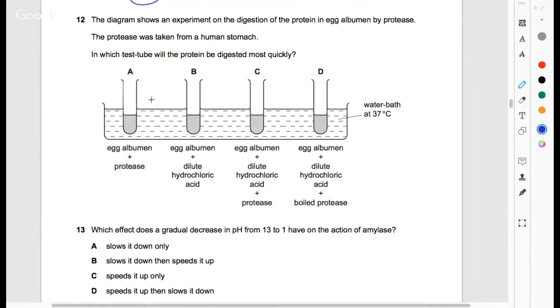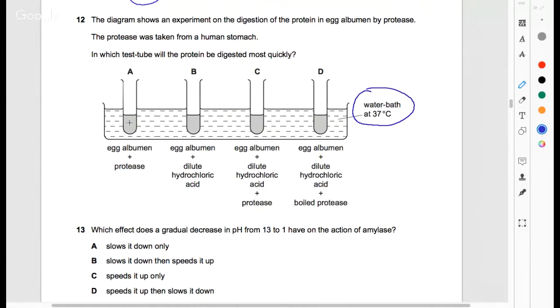The diagram shows an experiment on the digestion of protein and egg albumin by a protease. The protease was taken from a human stomach. In which test tube will the protein be digested most quickly? Egg albumin, so it's all been held at 37 degrees. So these are all at the same temperature in the same water bath.